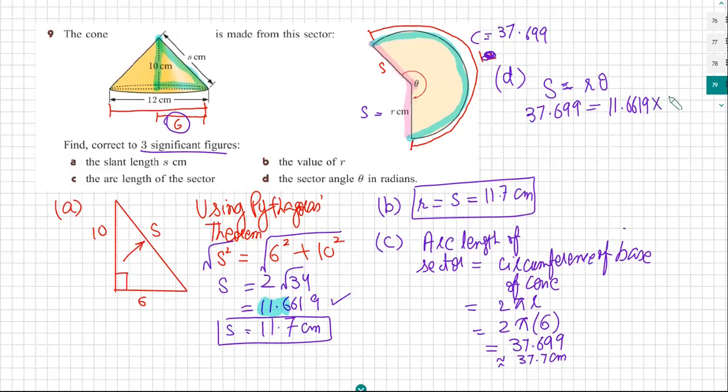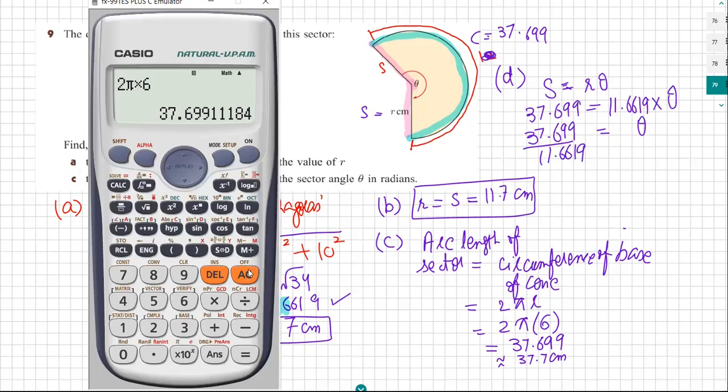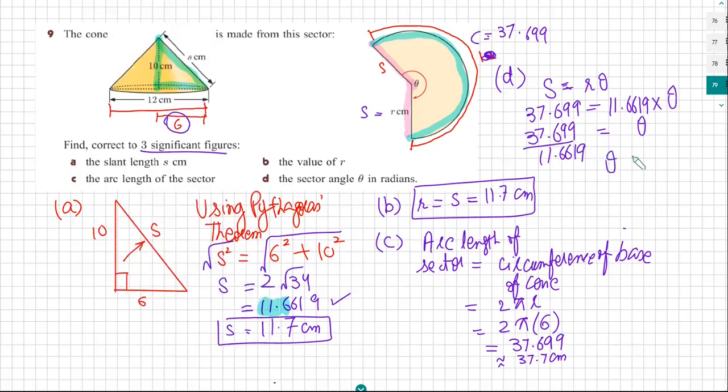Then multiply it with theta. So theta will be equal to 37.699 divided by 11.6619. So we get 3.23. So theta will be equal to 3.23, in radians, right? Again, the answer must be in three significant figures. That's why I'm writing 3.23. Got it?